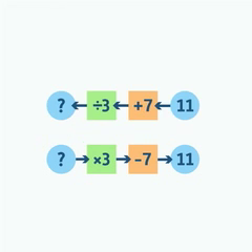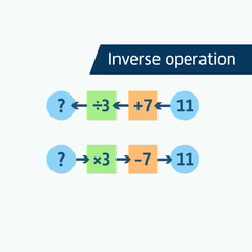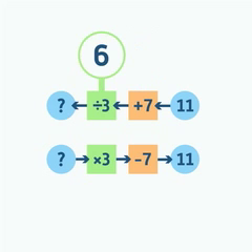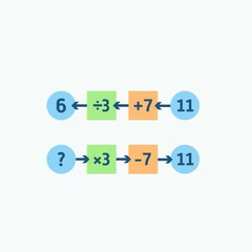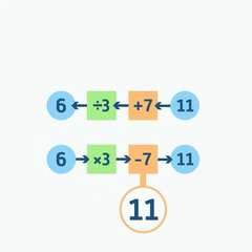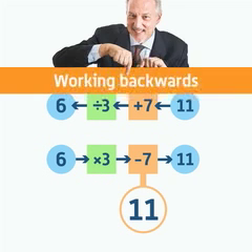The process is reversed, and the inverse operation is used at each step. 11 add 7 equals 18. Divide by 3 to give 6 as the answer. You can check this by working out 6 times 3 equals 18. Subtract 7 to make 11. Working backwards to undo a calculation is a very useful idea.